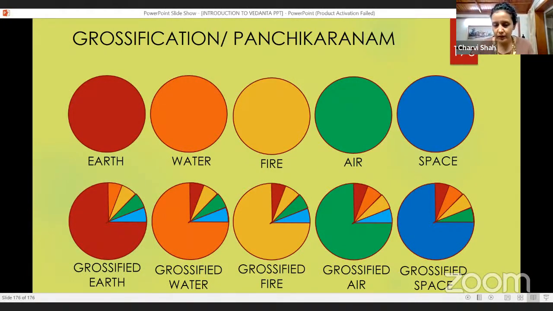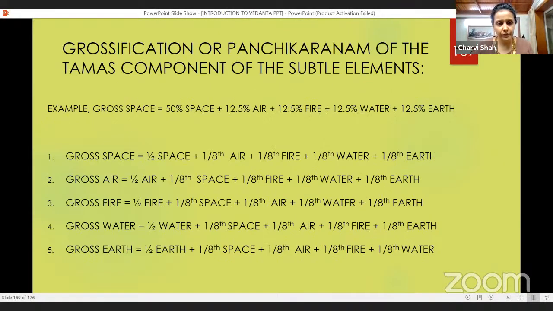So you can read this. Gross space is made up of half space, 1/8 air, 1/8 fire, 1/8 water, 1/8 earth. This is called Panchikaranam. This is how the space that we feel, the space which is enclosed between the walls of the room, is formed. And then the same thing happens with other elements also.